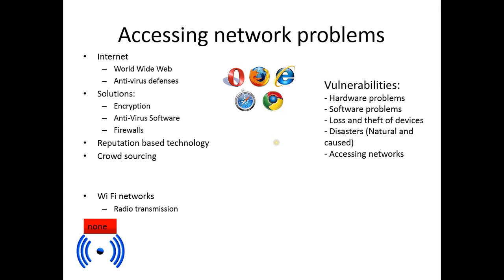So far, we've been talking about vulnerabilities such as hardware problems, software problems, and loss and theft of devices. Now we're going to talk about accessing networks, which is the main part of our report. We're going to touch on two of the main networks that we use pretty much every day: the internet and LAN networks, also Wi-Fi networks.